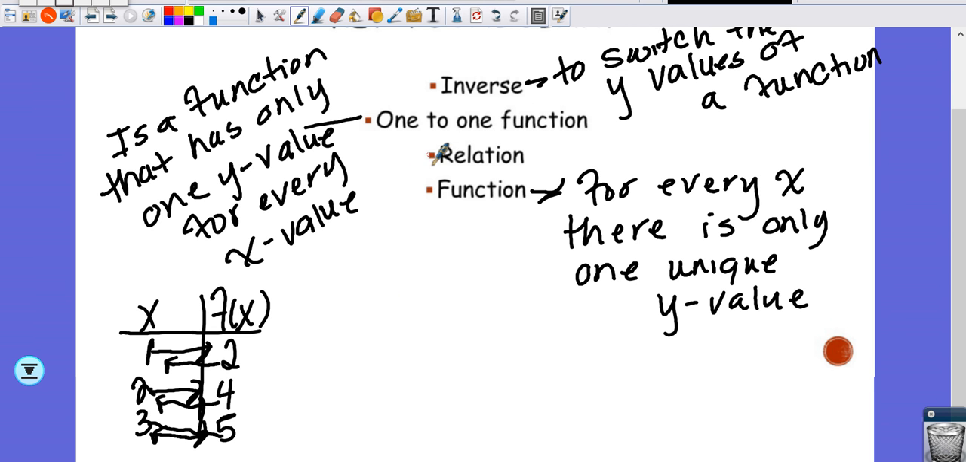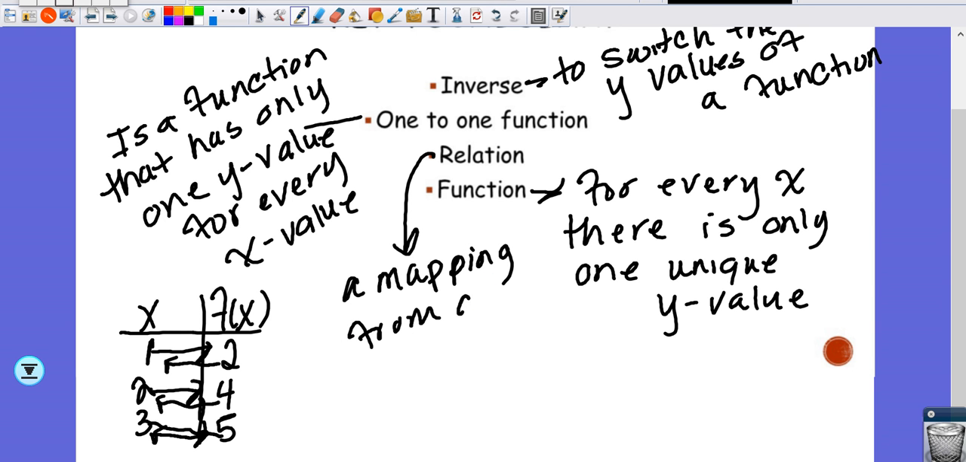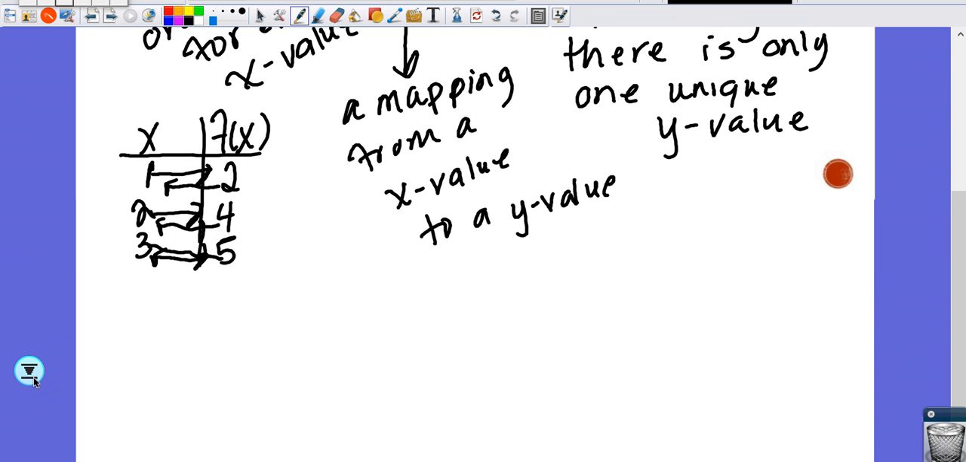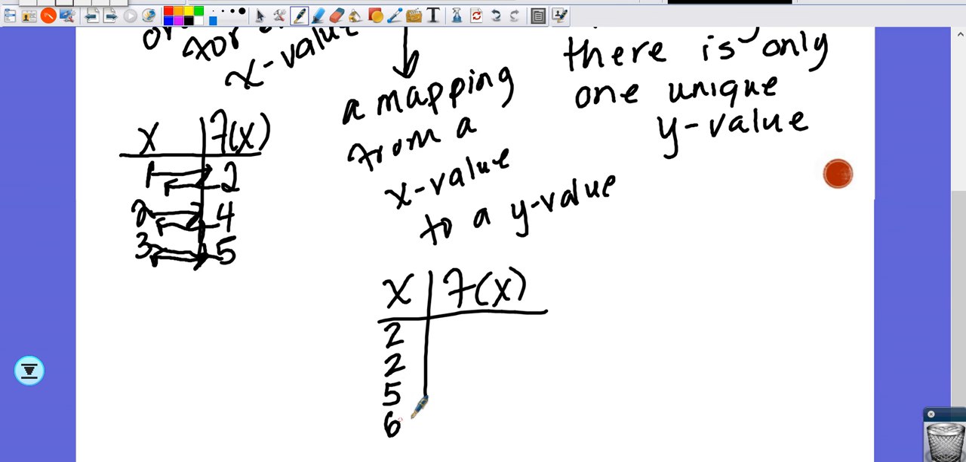So here, a relation just means a mapping from an x value to a y value, which is a mapping from an input to an output. Now, relations don't have to necessarily be functions. Let me give you an example. Okay, so here I go 2, 2, 5, 6, and 3, 2, 1, 0.